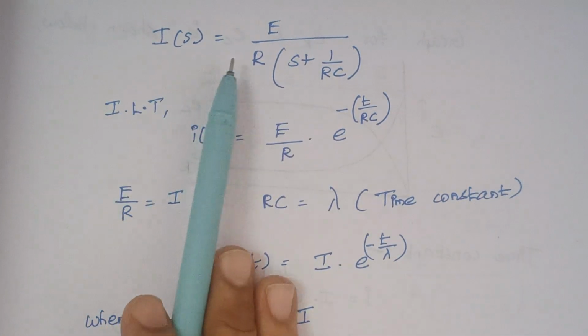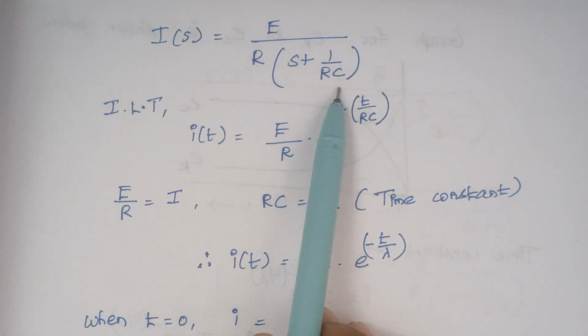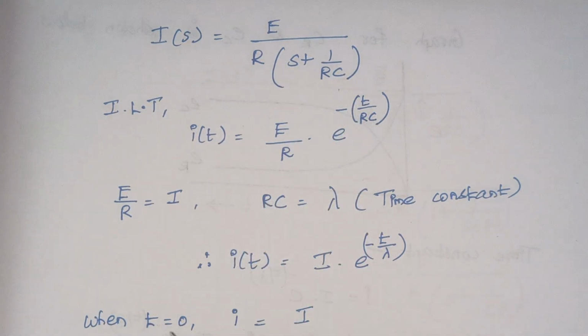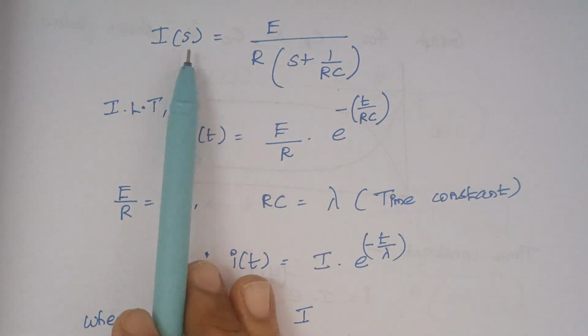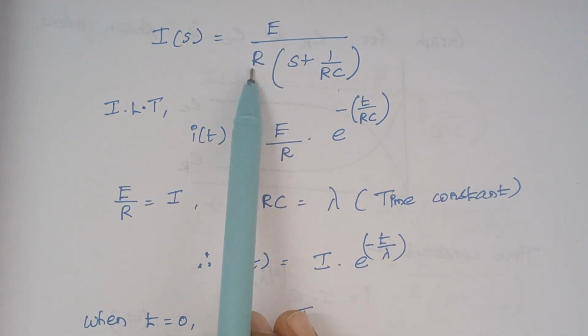Therefore, I of S is given by E by R into 1 by S plus 1 by RC, right? So we are going to take the inverse Laplace transformation. So I of s becomes I of t. Here E by R is a constant, where E is voltage and R is the resistance value.